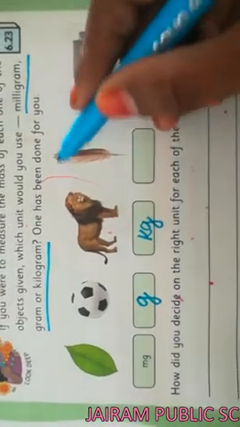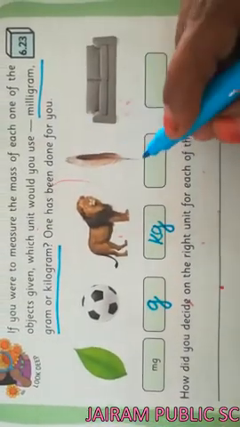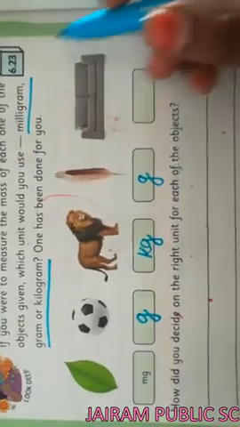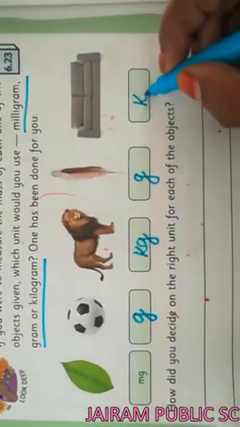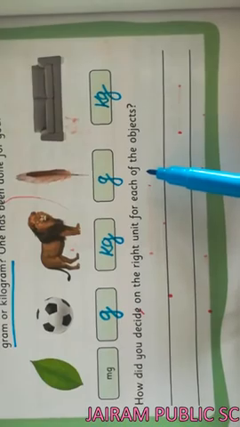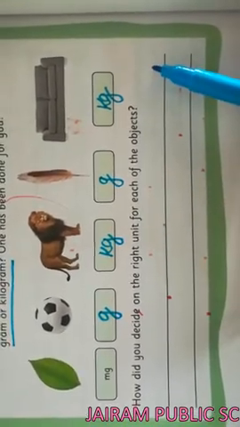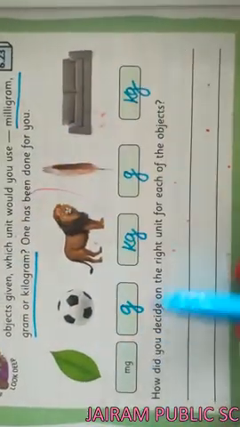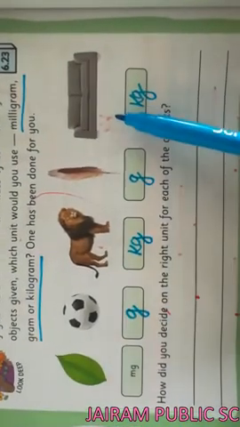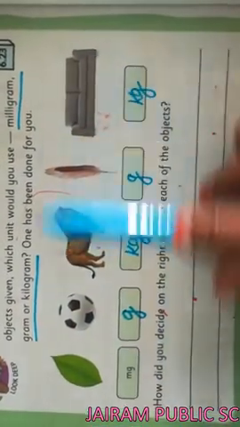Then the mass of the quill will be gram. The mass of the sofa will be kilogram. See here, how did you decide on the right unit for each of the objects? Here, we are using the measuring units based on the mass of the objects given.